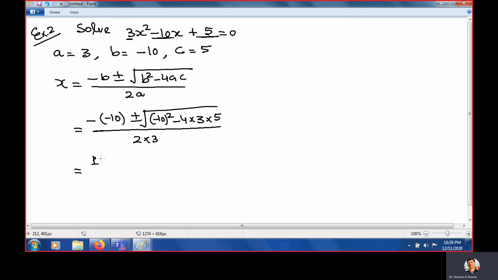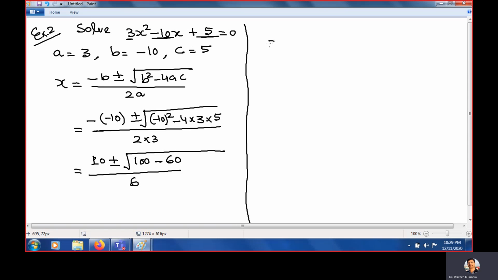Minus minus plus 10 plus minus 10 whole square is 100 minus 4 times 3 is 12, 12 times 5 is 60, upon 2 times 3 is 6. So divide it. It is 10 plus minus, what is 100 minus 60? It is 40 upon 6.